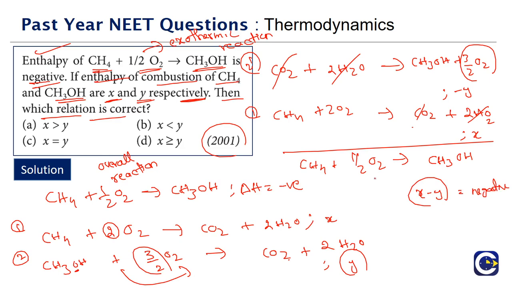Now here we need to understand which will be a higher value, whether X is a higher value or Y is a higher value. But before we conclude it, we must keep one thing in mind: equation 1 is the combustion equation for methane, and equation 2 is the combustion equation for methanol. X will be negative, Y also will be negative, because these are the combustion equations, right?